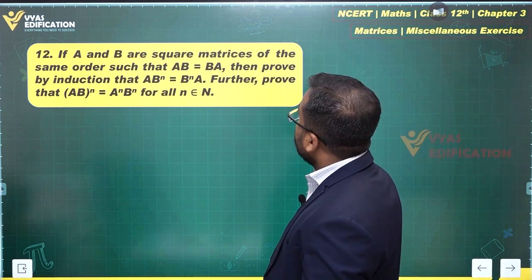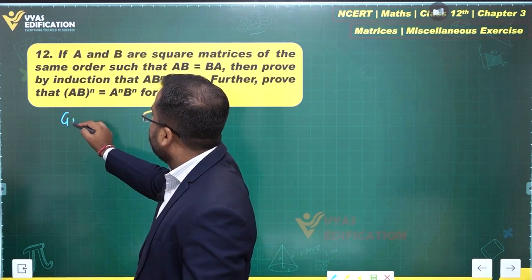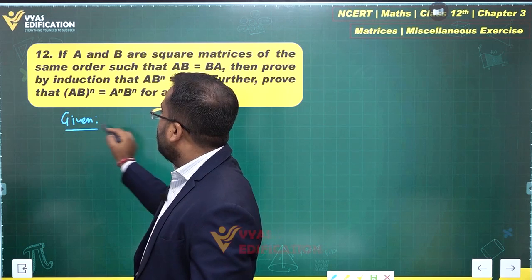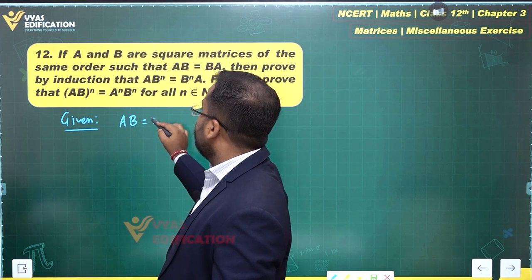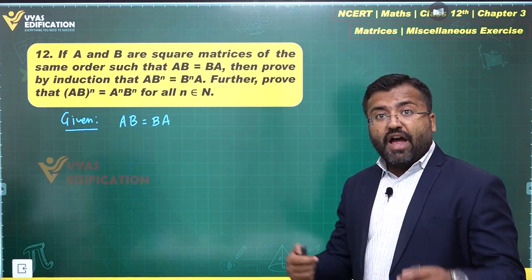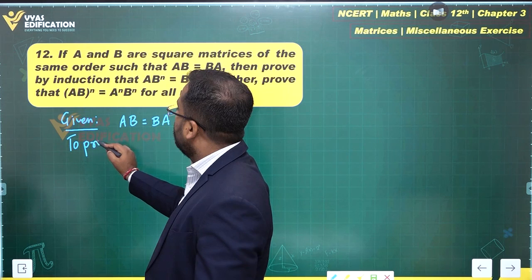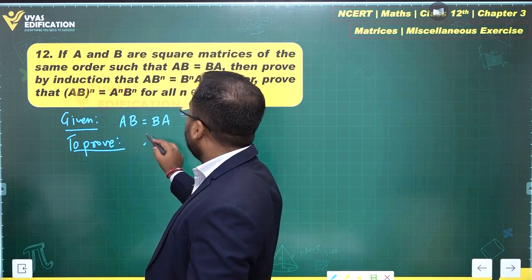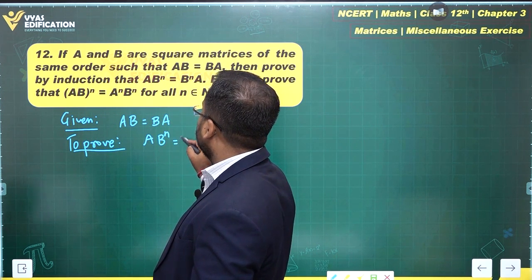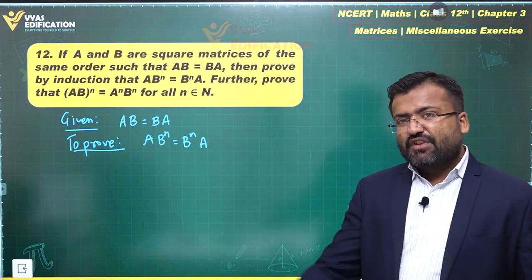If A and B are square matrices of the same order such that AB is equal to BA. So given, AB equals BA, this is given. Prove by induction. We have to prove by induction that AB power n is equal to A power n times B power n. Further, we have to prove something else. We'll talk about that later.